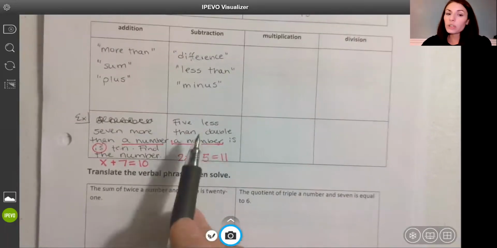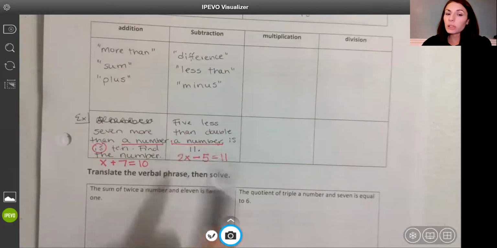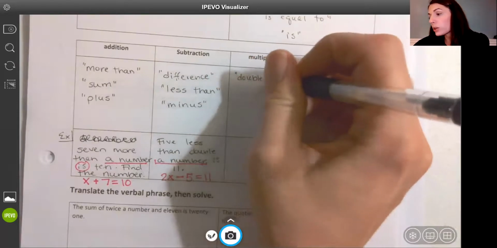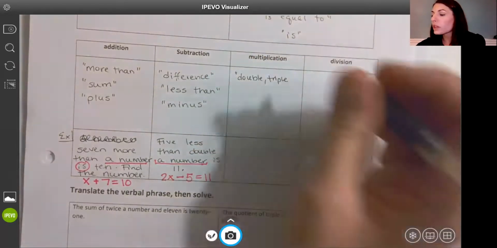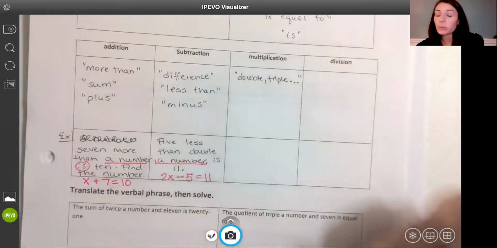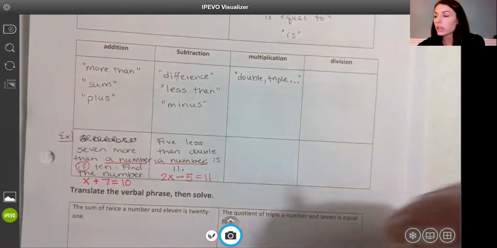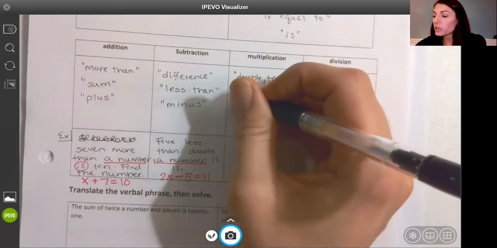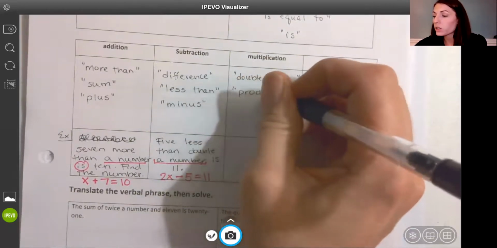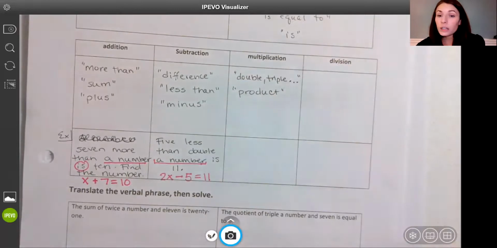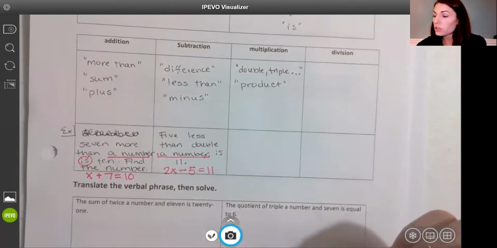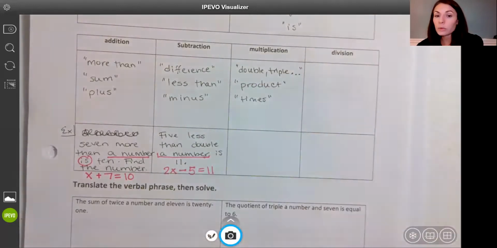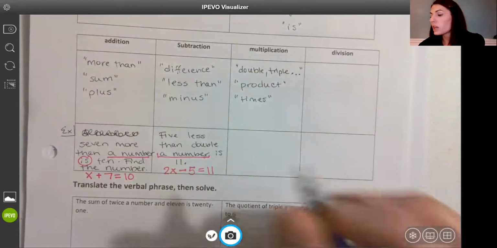Multiplication, so we saw in an example here, double a number. So sometimes we see like double or triple. That's indicating that we're multiplying that number by 2 or 3. Our special word for multiplication is a product. Okay, so the product of two numbers is multiplication. Sometimes we see like times, which is kind of slang for multiplication, or multiplied by.